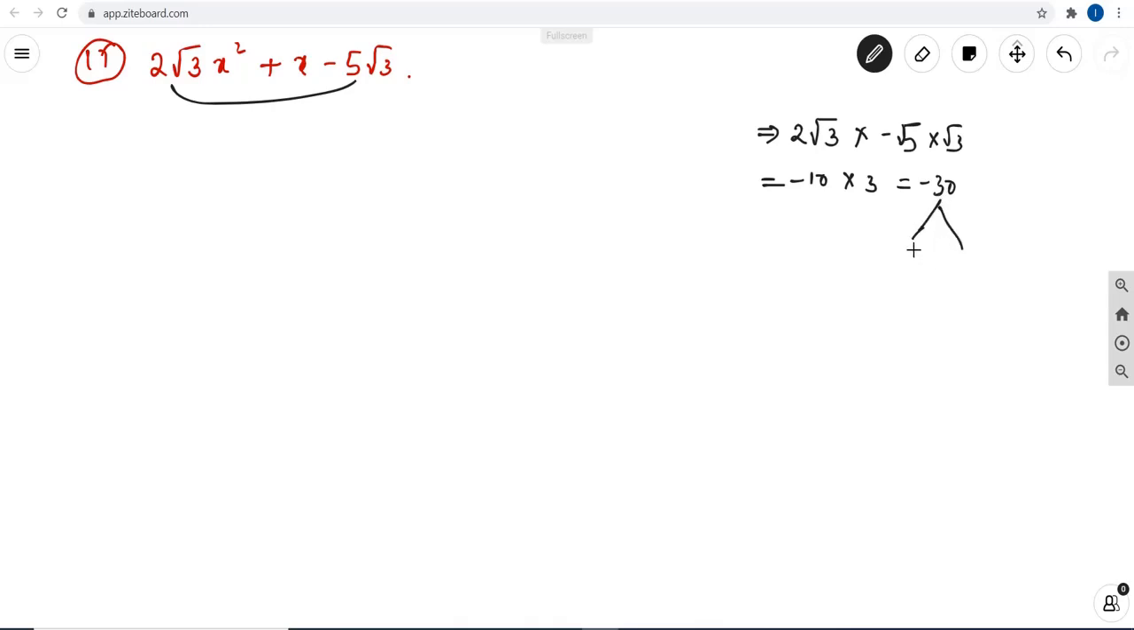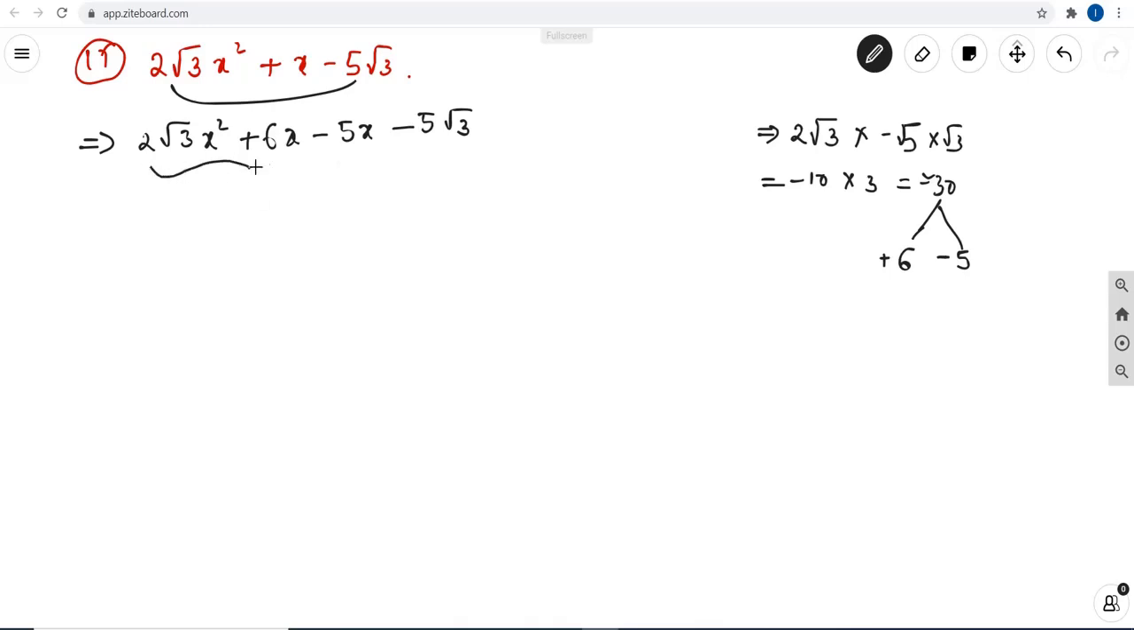So the factors I'm going to take are 6 fives are 30. In the middle it is plus, so I'm going to take this one as plus and this one as minus, because when I multiply I have to get minus. So plus into minus, I have to get minus. Okay, so I will use these values. So this is 2 root 3 x square, plus 6x minus 5x, minus 5 root 3.